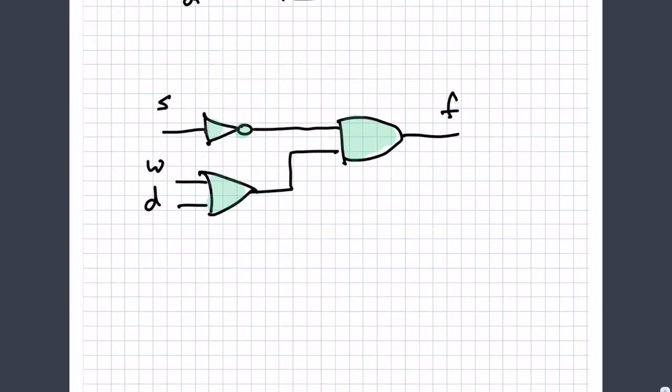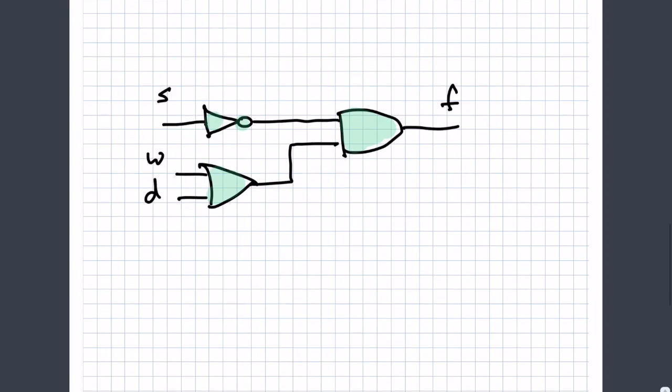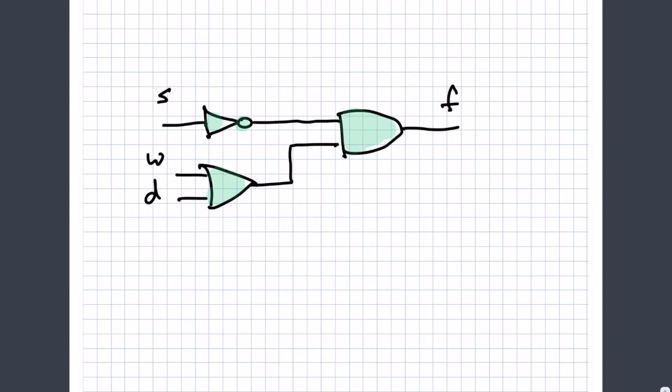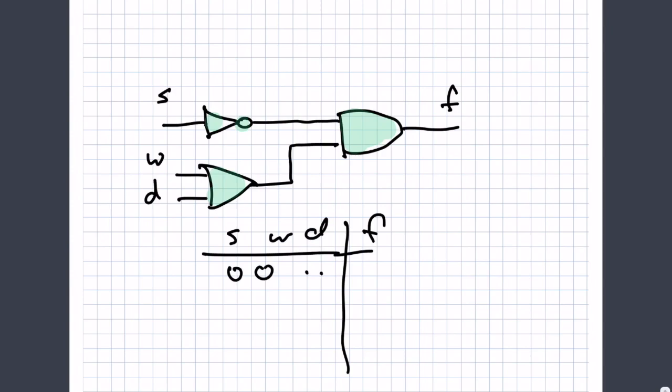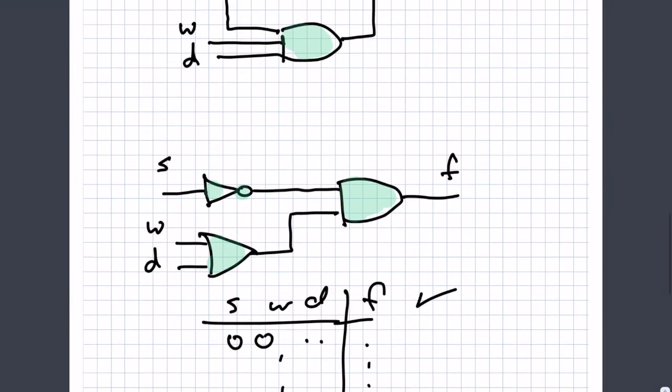But I just wanted to show you that you can go from a truth table to a circuit to implement any given problem that you have. So you could check this. You could make your own truth table, S, W, D, and put in all the combinations and verify that this gives you the same exact functionality as the original truth table.